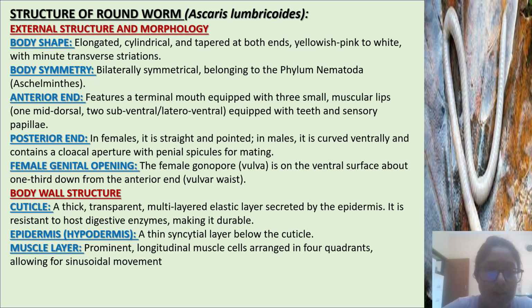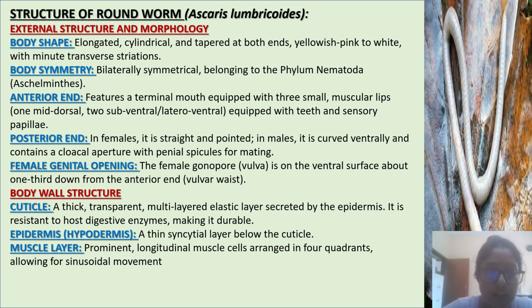Body shape: elongated, cylindrical and tapered at both ends, yellowish pink to white with minor transverse striations. Body symmetry: bilaterally symmetrical, belonging to the phylum Nematoda. The anterior end features a terminal mouth equipped with 3 small muscular lips, 1 mid-dorsal and 2 subventral, equipped with teeth and sensory papillae.